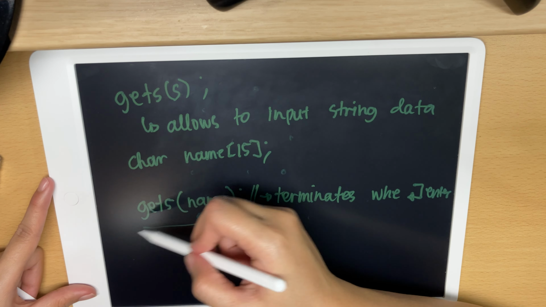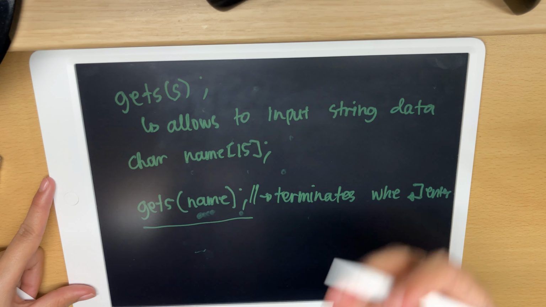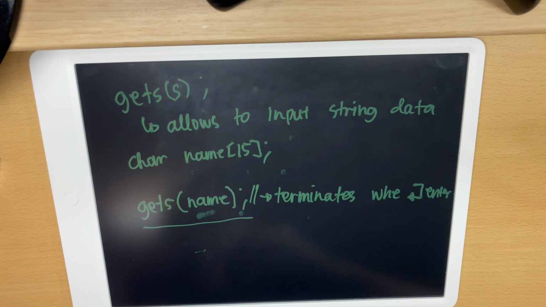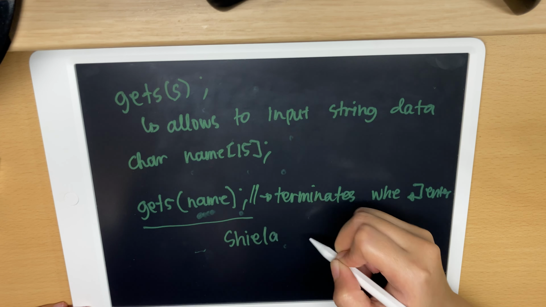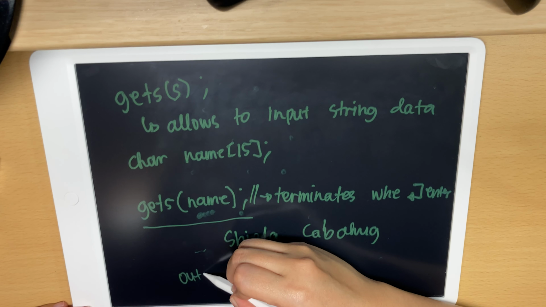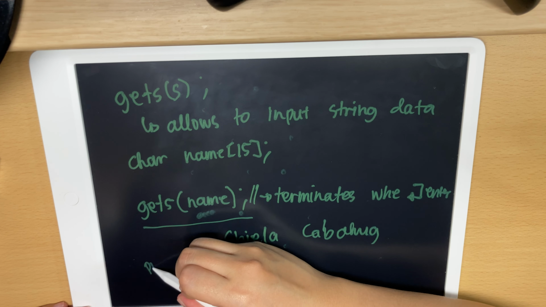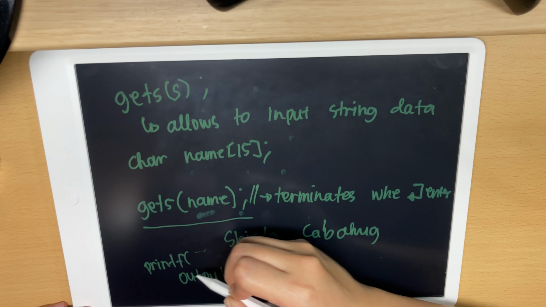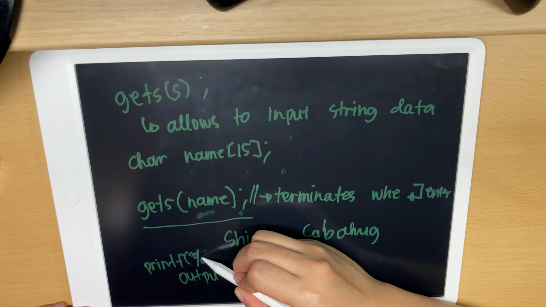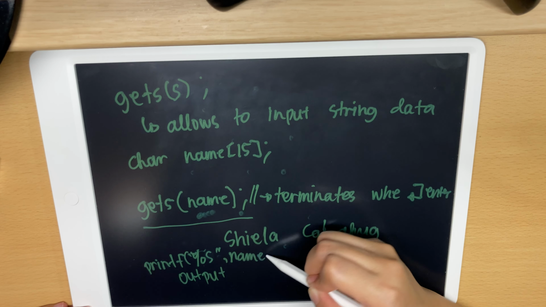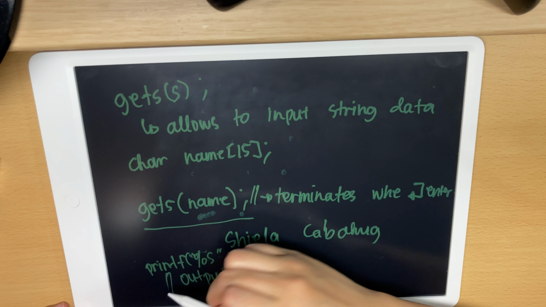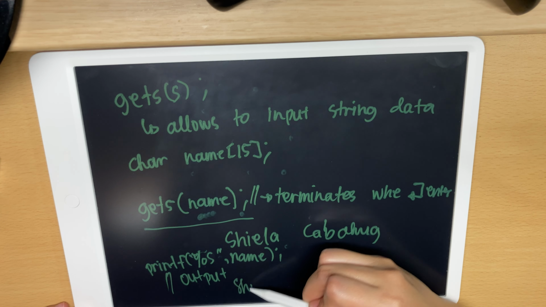So when you call this, it will prompt you to input a data, and that if you input Sheila Kabao, my name, and then the output, you want to print it using printf, you can still use printf %s, and the value is name. So the output will be Sheila.